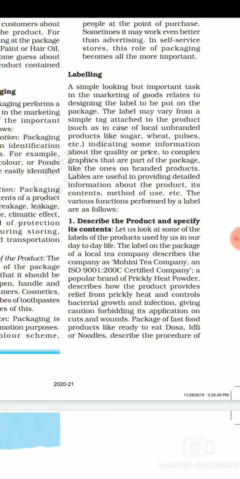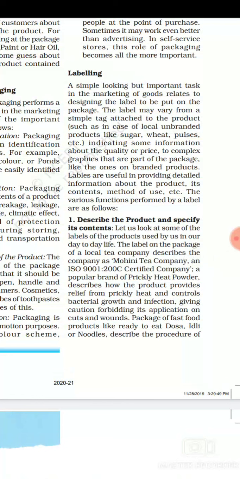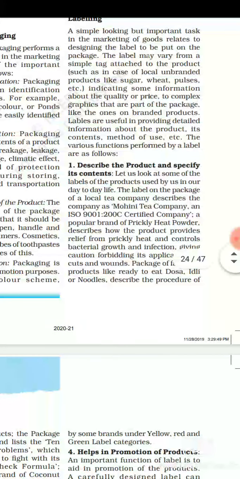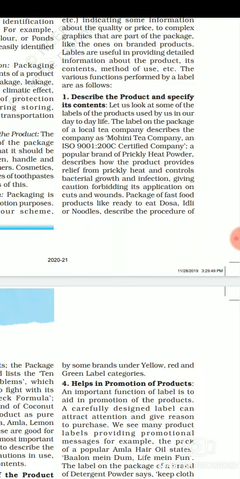So labeling is basically a process which provides all the information about the product to the customer, right from the contents used in the product, the method of its use, the prices, and all other details, right? So let's see the different functions which are performed by a label. The first function of labeling is describing the product and specifying its content.